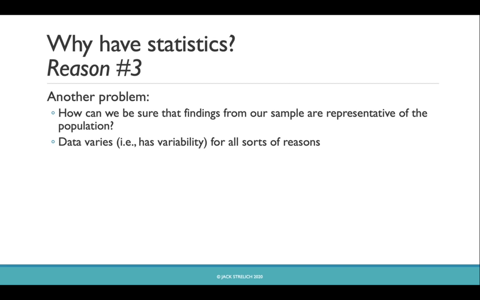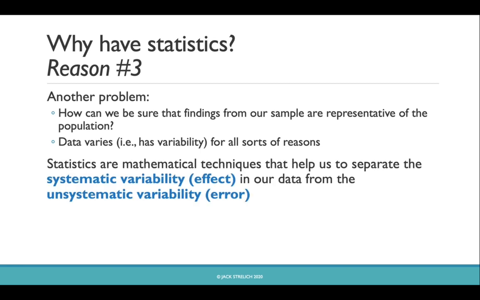And this brings us to another reason for statistics. So we have a problem. How can we be sure that findings from our sample are representative of the population that sample was drawn from? This is an issue because data varies, in other words, it has variability, for all sorts of different reasons. Statistics are mathematical techniques that help us to separate the systematic variability, in other words, the effect in our data, from the unsystematic variability, or error.